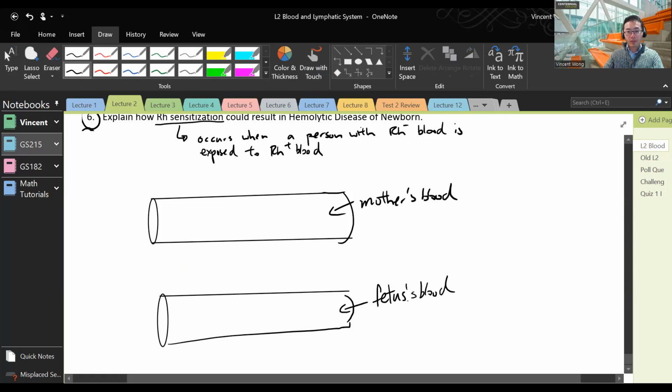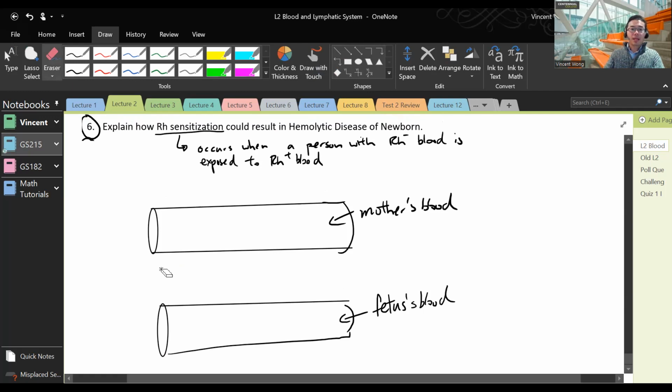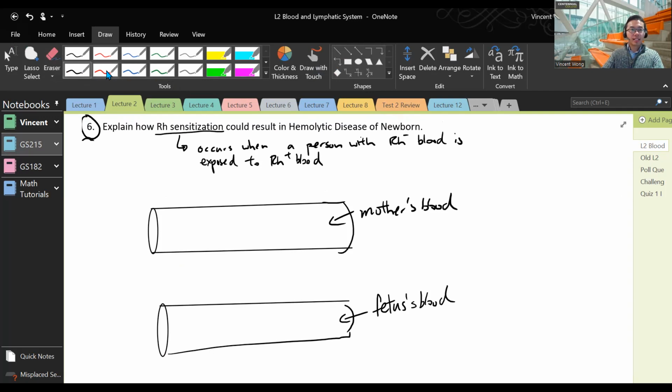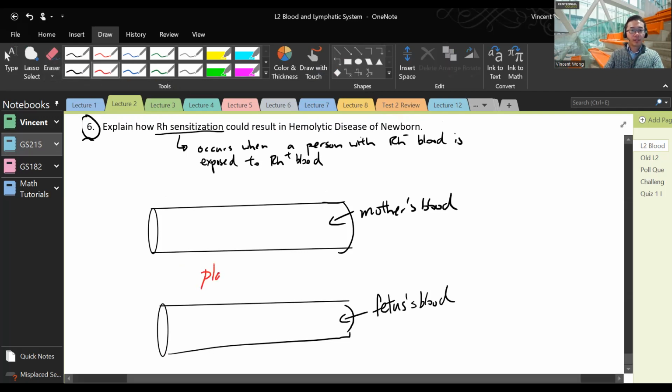I never know if I should add another S here. Fetus's blood. In any case, the baby. And what separates the mother's blood from the fetus's blood? Anybody know? What do we call that? There's the placenta. That is the placenta. Very good. Okay, so the placenta is pretty good at keeping the mother's blood and the baby's blood separate.